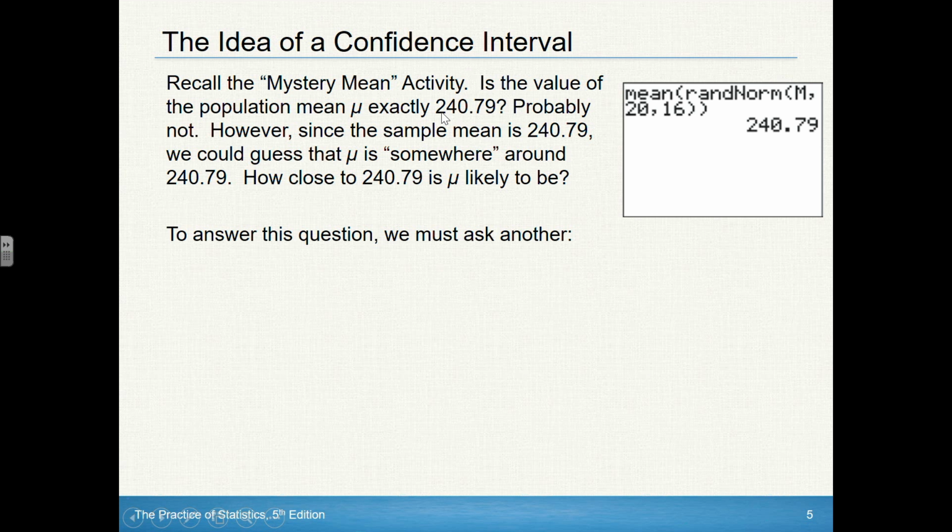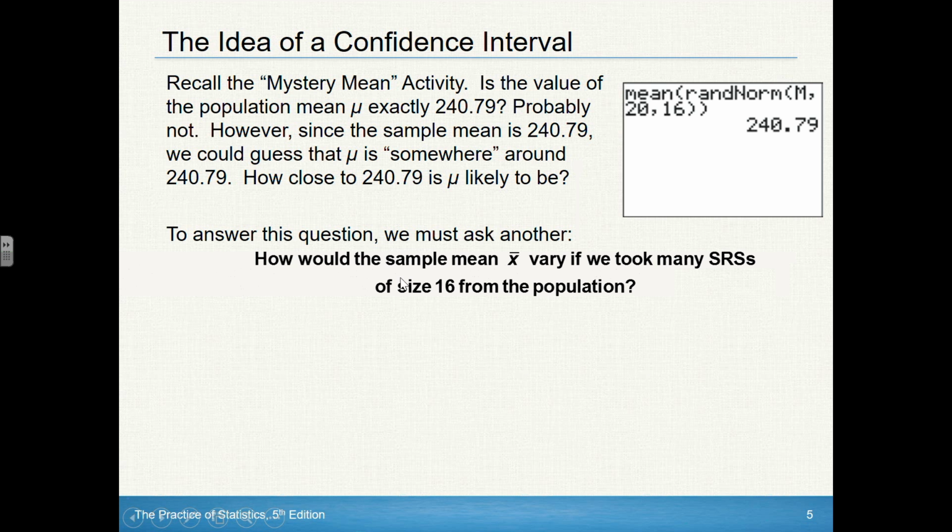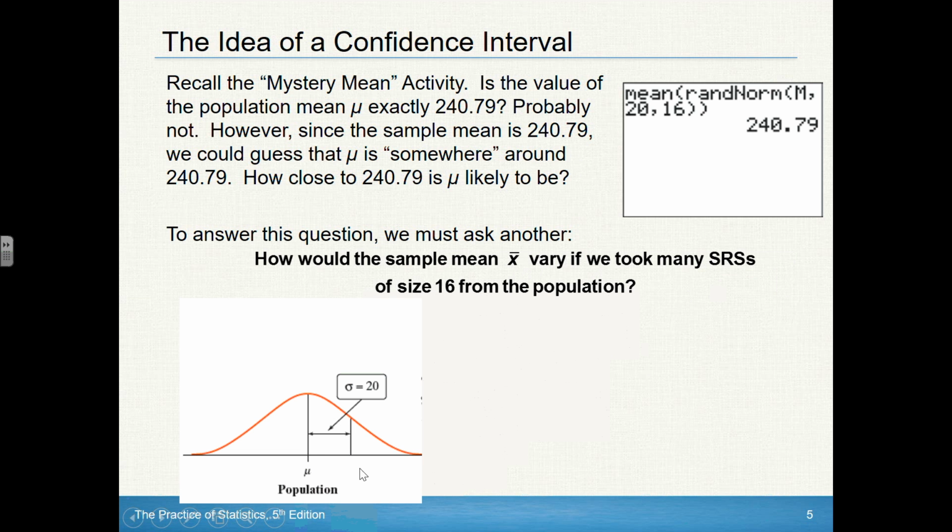So what's a confidence interval for this mystery mean problem where we had this value of 240.79? Well, we would probably say it's going to be a little bit less than that and a little bit more than that. All right. How would the sample mean x bar vary if we took many SRSs of size 16 from the population? Well, we know the population standard deviation is 20, but we also have to keep in mind that the sample size is 16. So what that really means is that the standard deviation of the sample mean is 20 over the square root of 16, which is really just 5.